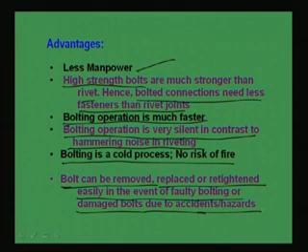This is very important: bolting connections can be removed, replaced or retightened as per the requirement, and this can be done very easily compared to welding and riveting connections, because those connections are permanent in nature. But in case of bolting connections we can replace the bolt very quickly. So this is another major advantage.